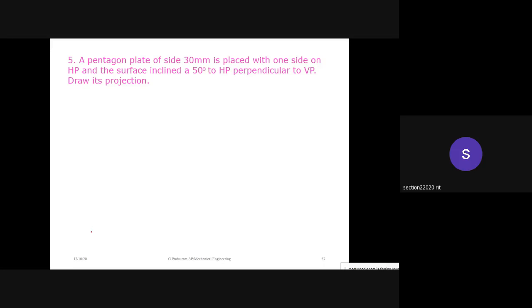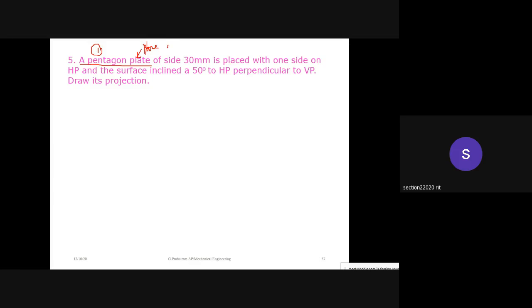Okay, so let us start with today's problem. A pentagonal plate. This is the first difference from our previous class. So we are going to see today about a pentagonal plate. Here the plate is also called a plane. It is a very important thing.